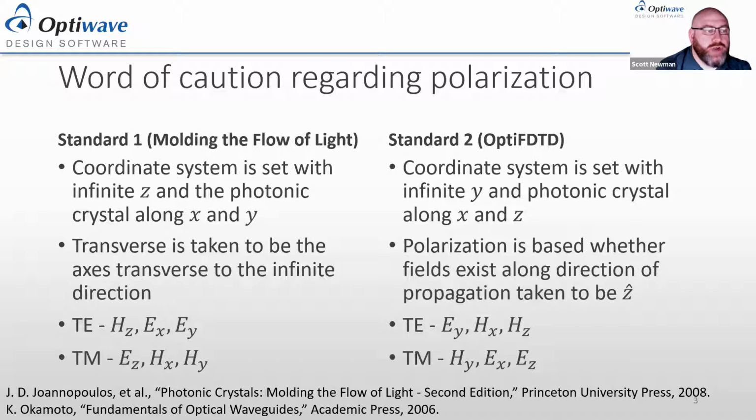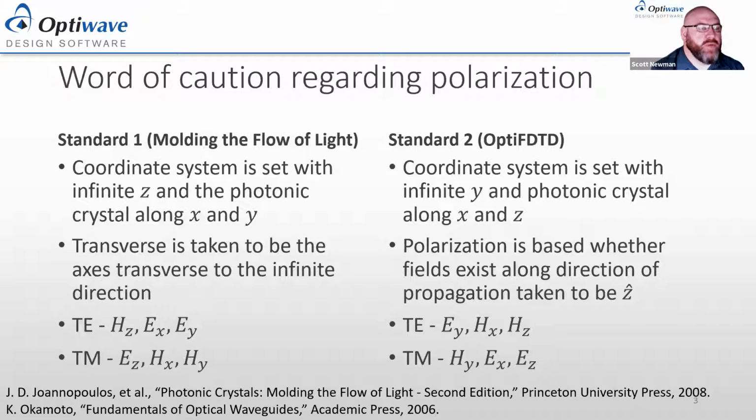So for example, transverse electric cannot have any electric field in Z. Therefore, we have HX, HZ, and EY. And in TM, we have EX, EZ, and HY. And this actually corresponds, when you look at the results, the TE in the molding the flow of light standard actually matches TM in our standard.